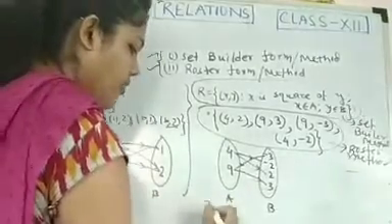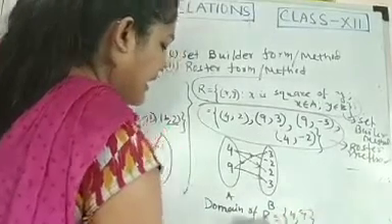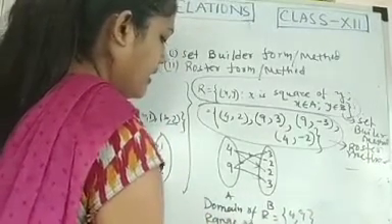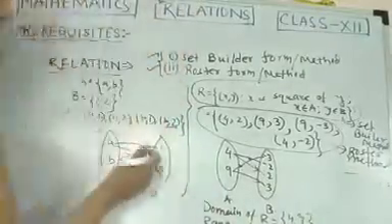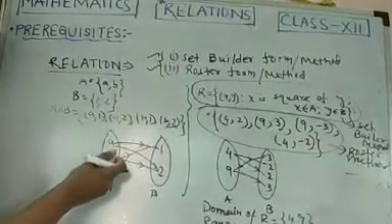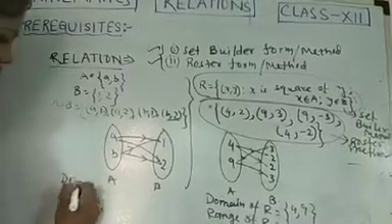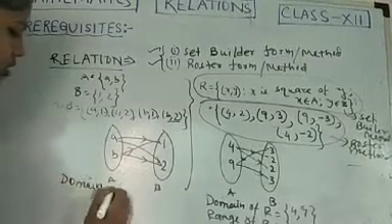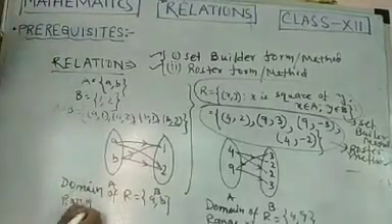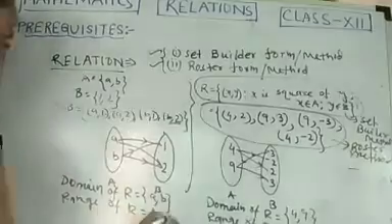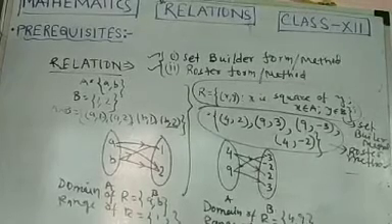domain of R. Here the domain of R will be 4 and 9, and the range of R will be minus 3, minus 2, 2 and 3. Similarly, for the previous example, A and B is the domain from this set: the domain of R will be a and b, and the range of R will be 1 and 2. Okay students? I think all of you understand it.